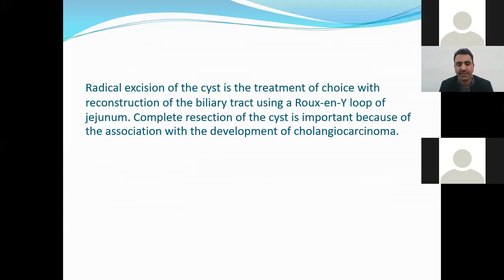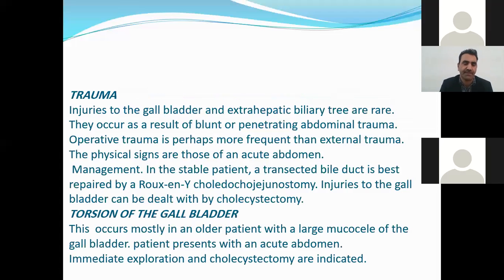The treatment of this choledochal cyst is radical excision of the cyst because it is associated with malignancy. So it is not bypassed, but excision is the treatment of choice with reconstruction of the biliary tree using a Roux-en-Y loop of jejunum as choledochojejunostomy, meaning use of a loop of the jejunum to reconstruct the biliary drainage to the bowel. Complete resection of the cyst is important because it is associated with malignancy. Okay, this is the choledochal cyst.